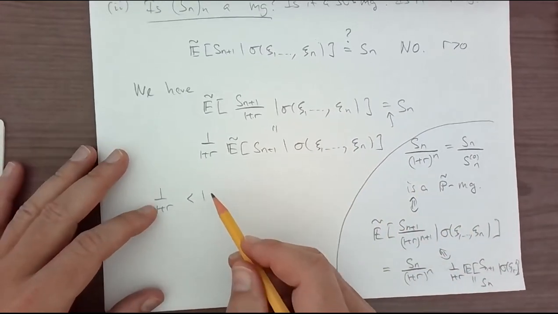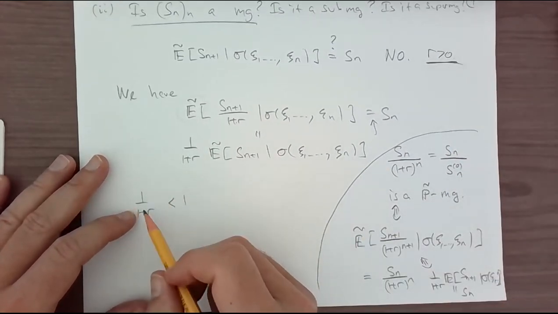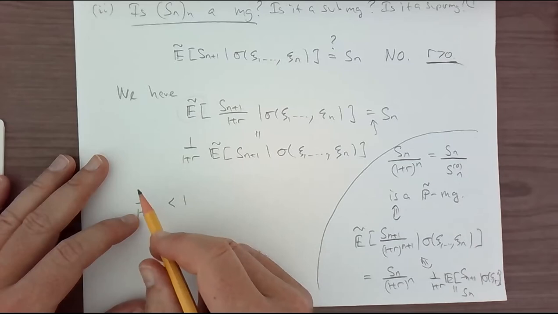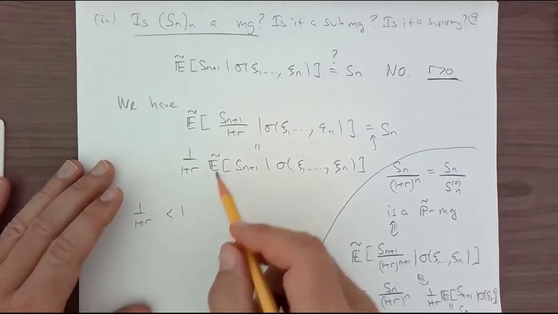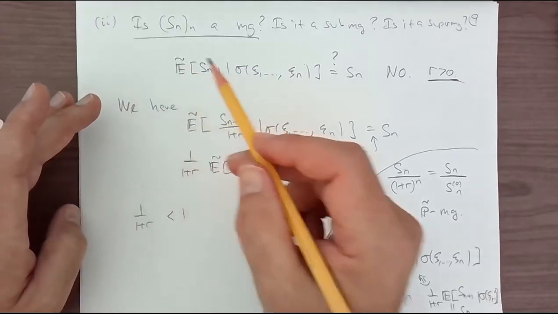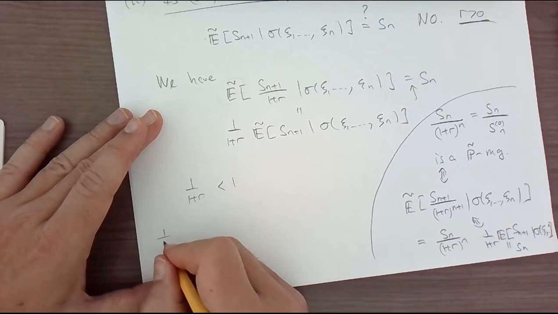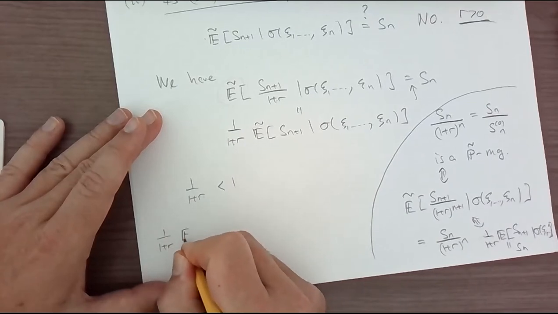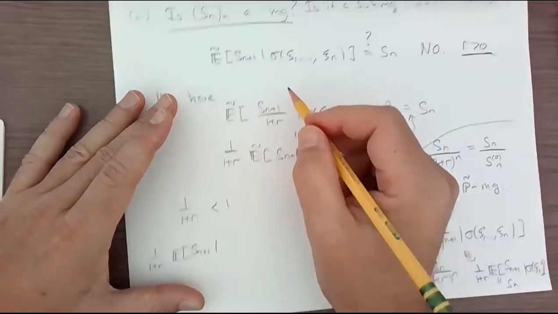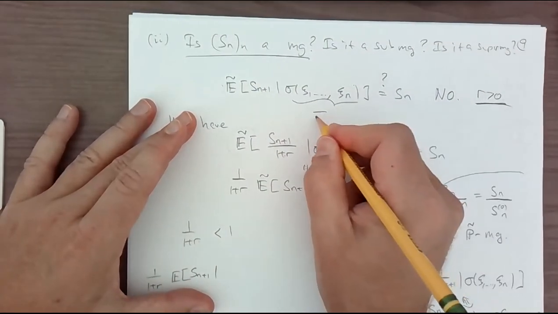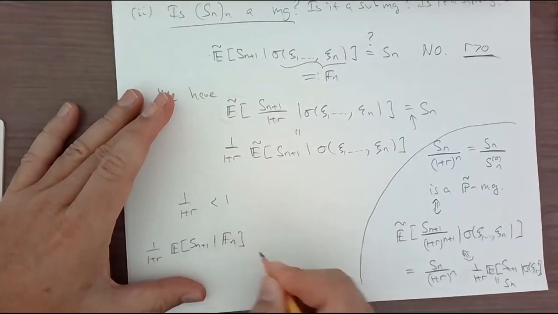R is assumed to be positive in this problem. So if I take 1 plus R and I divide by 1 plus R, I'm going to get something that is less than 1. So if I take 1 plus R up here, how does 1 divided by 1 plus R times this conditional expectation of, I mean, you can see why at some point we're going to start writing this here as Fn, right? It is just much simpler to write Fn here.